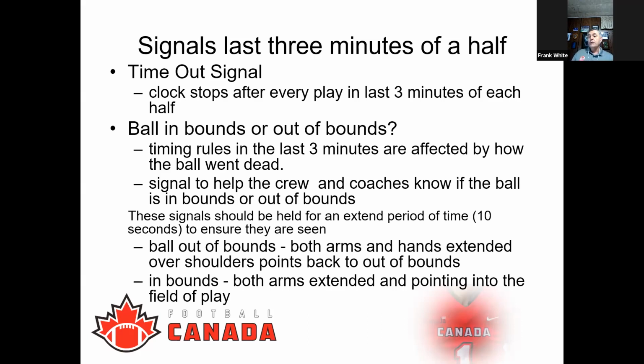If the ball goes out of bounds, you're going to signal with your arms over your shoulders pointing out, and that'll indicate again to the referee that the ball went out of bounds, and he'll hold the game clock, but will start the 20-second clock.